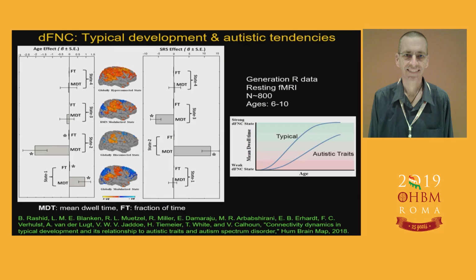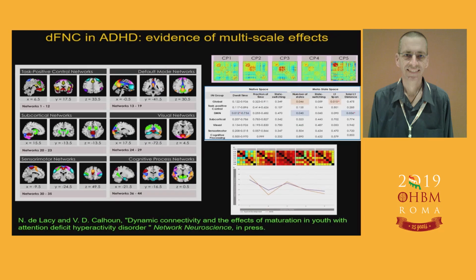Here we have another example looking at a developmental study from the Generation R project. And so we have 800 children from ages 6 to 10. We have 4 states here. The younger kids tend to occupy more of this less modular state, and then as they get older, transition to this more modularized state. But if we look in particular at autistic tendency, we see that those children tend to persist in this disconnected state, regardless of age. Next slide.